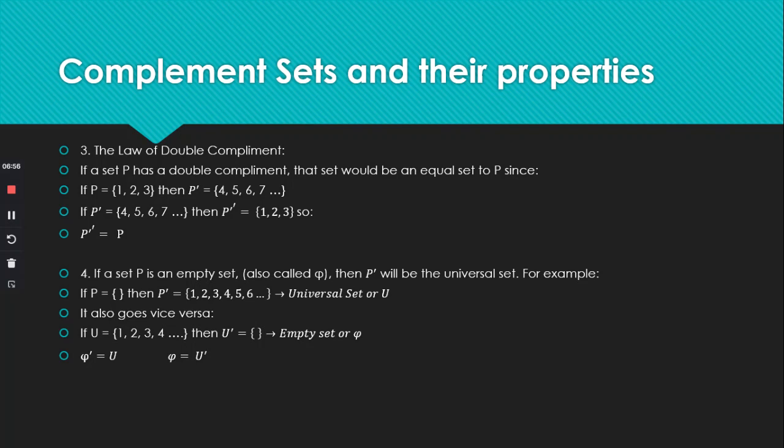It goes vice versa. If we took U as 1, 2, 3, 4, then U dash would be an empty set or phi. Remember, it'll not always be P. I'm just taking P here for the example. It could be H dash and H, R dash and R. It could be any symbol or value. So basically, here it says phi dash is equal to U and phi is equal to U dash.